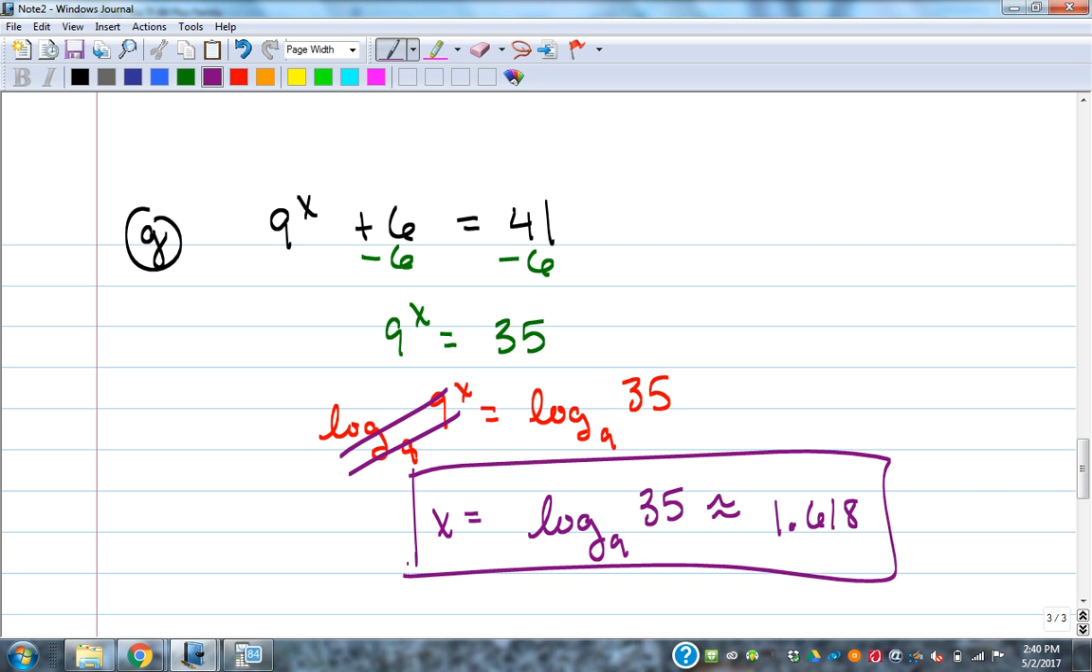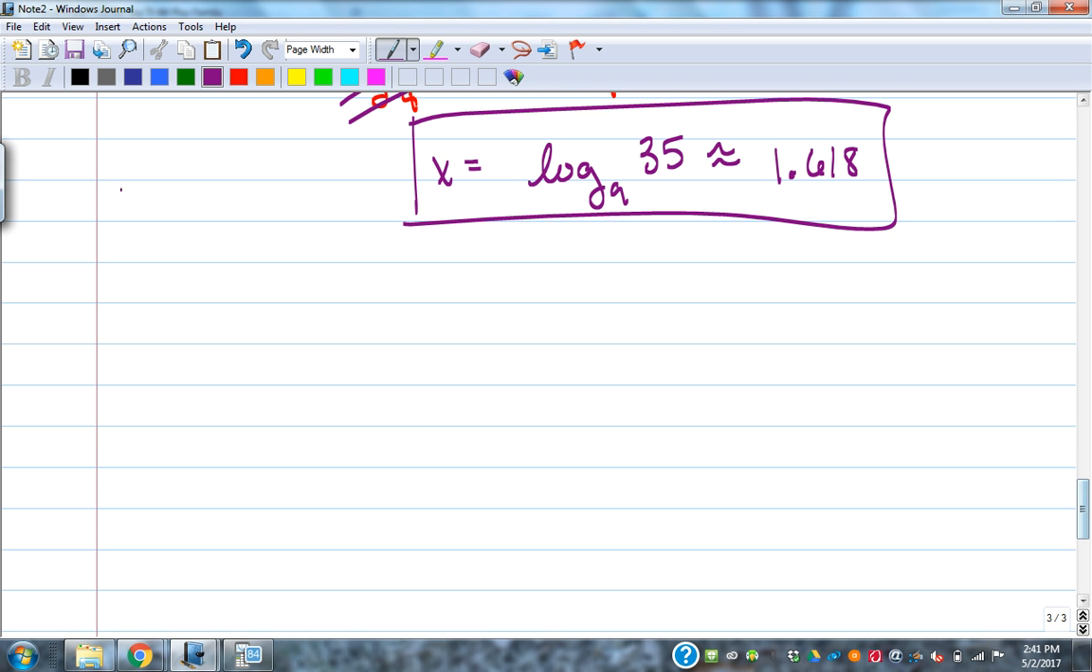All right. So far, none of the problems we've had a log in them to begin with. So we've done exponential problems. We used a log to solve the last several. Let's get to some that actually have a log in the original problem, which is where we'll get to use our properties that we've been talking about today. Okay, so let's dip our toe into the water with that.